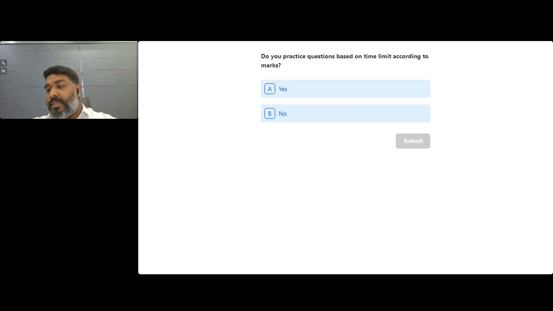This is one reason why we see a lot of candidates not clearing the exam. They keep on elaborating more and more than what is actually required. Yes, it's a very easy question. I'm eagerly waiting for all your votes.